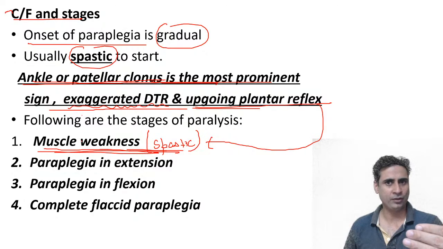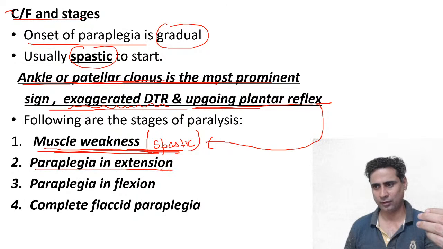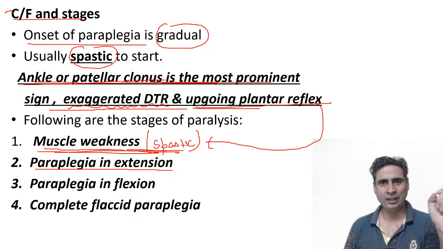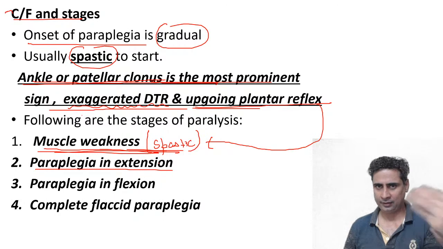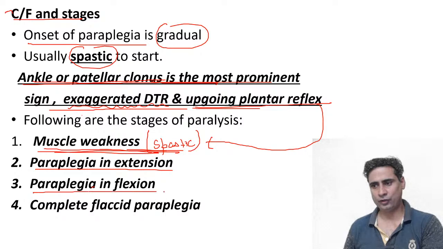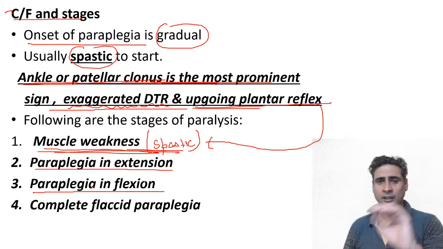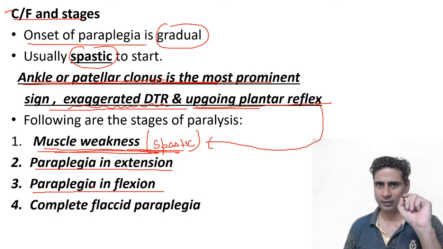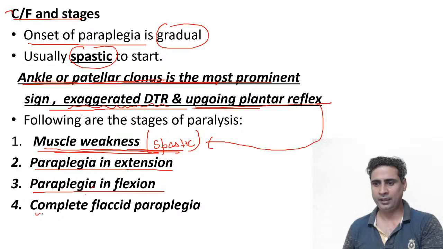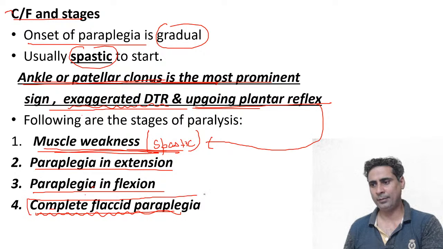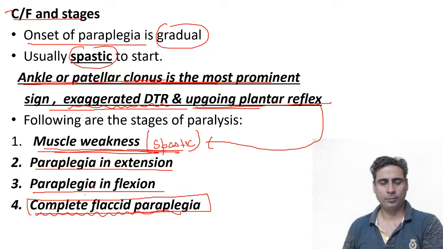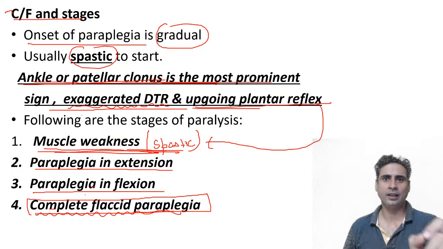The next stage, if the patient is not treated, is paraplegia in extension. There will be spasticity and all joints will be in extension. The next stage will be paraplegia in flexion. There will be spasticity but joints will be in flexion. And finally, there is inhibition of all transmission in the spinal cord across that particularly affected segment. There will be complete flaccid paraplegia. If there is complete flaccid paraplegia in tuberculosis of spine, that is a very poor prognostic indicator. That means it is the last stage in tuberculosis of spine.